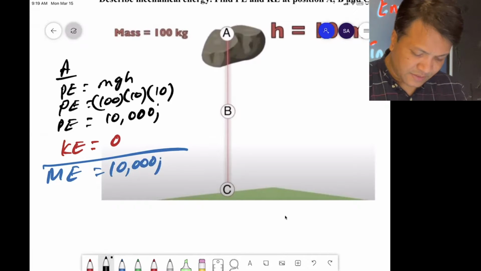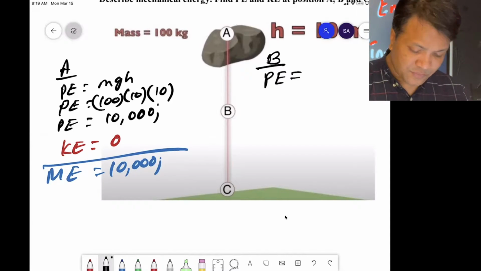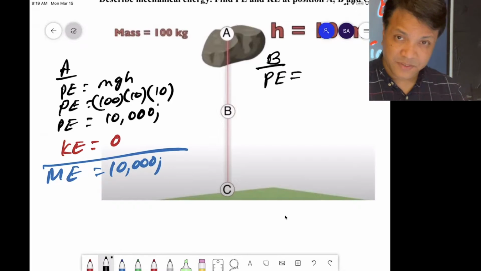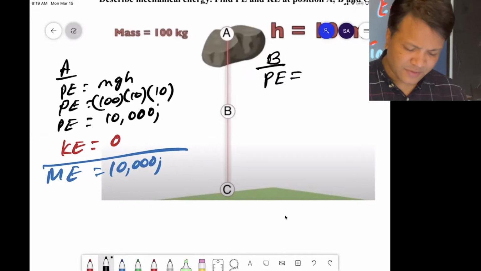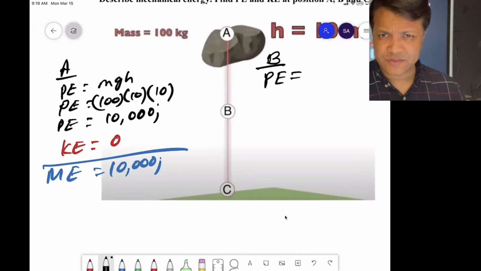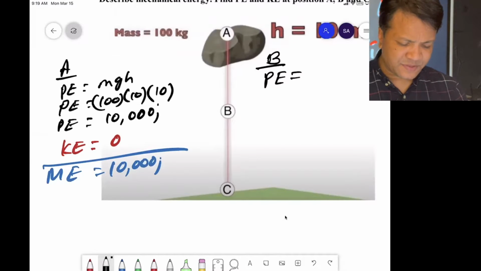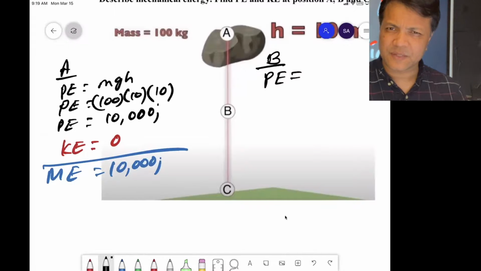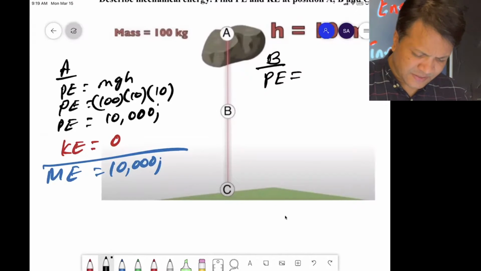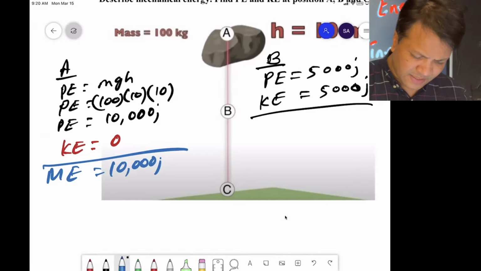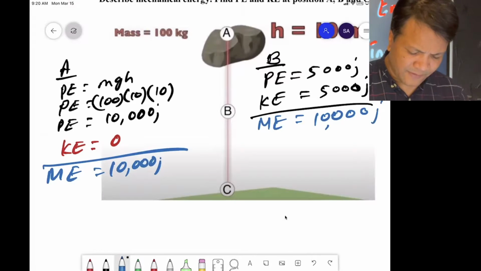Now at location B. Potential energy would be 50% because it's in the middle, 5 meters above the ground. So we don't have to do the math. We can use conservation of energy to hypothesize that potential energy and kinetic energy would be 50-50 because it is in the middle of the trip. So potential energy is 5,000 joule, kinetic energy is 5,000 joule. So total mechanical energy is 10,000 joule.